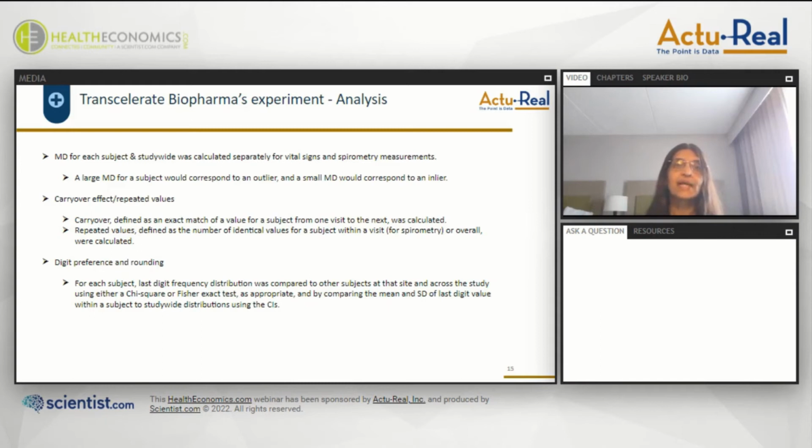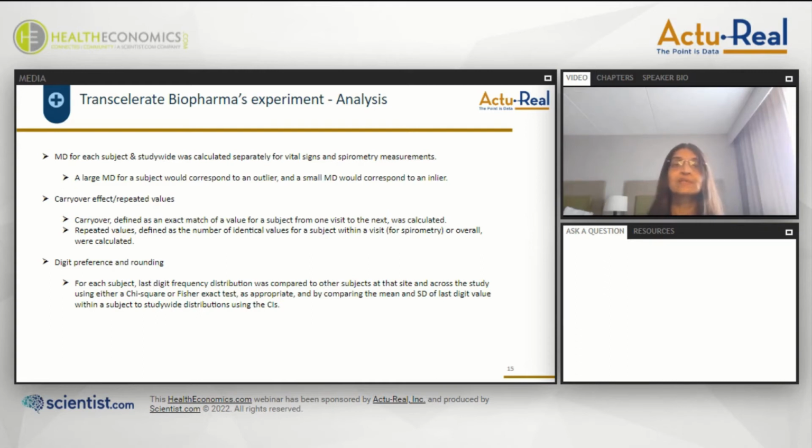So they calculated the Mahalanobis distance for each subject and also study-wide separately for the vital signs and spirometry. A large MD for a subject would correspond to an outlier, and a small MD corresponds to an inlier. Also analyzing or assessing the carryover effect and repeated values.